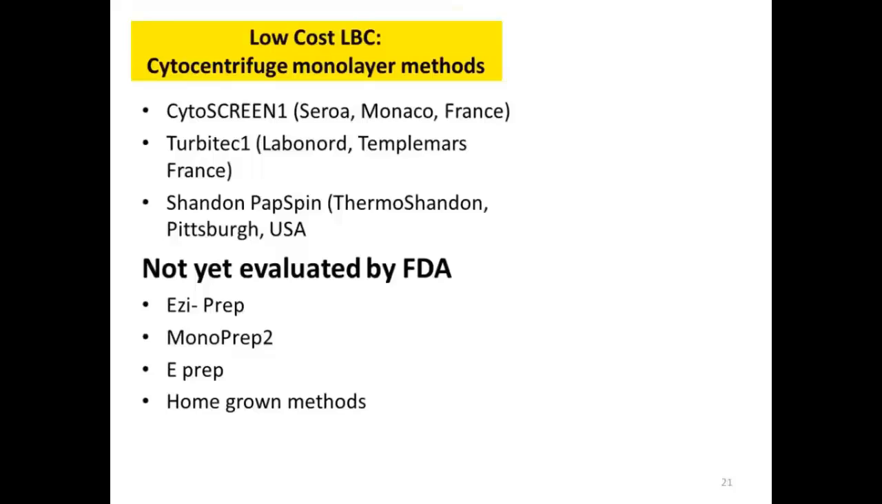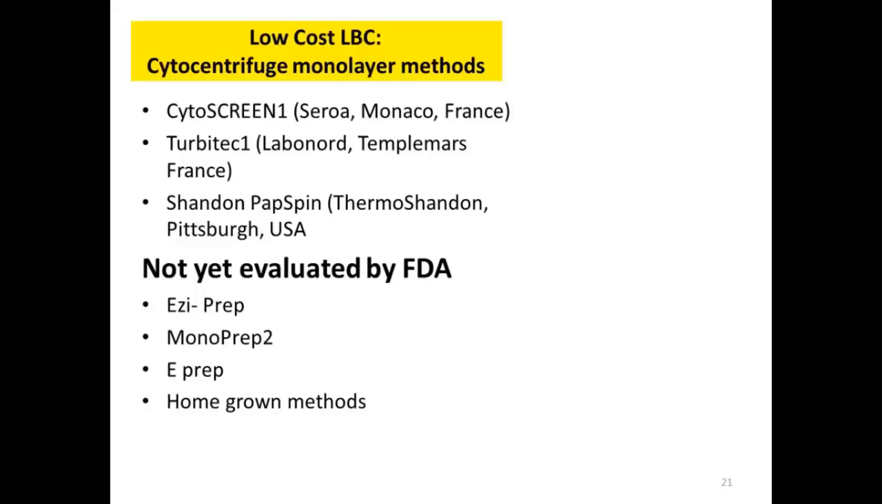So to address the cost factor, some companies came out with low cost liquid based cytology systems like Cytoscreen, Turbitech, Shandon Babscreen, which became very popular because of the ease of preparing the samples through these machines, and because of the cost factor. So particularly the developing countries and low budget laboratories adopted these manual methods very easily. And there are others which are coming up: easy prep, mono prep 2, e prep.